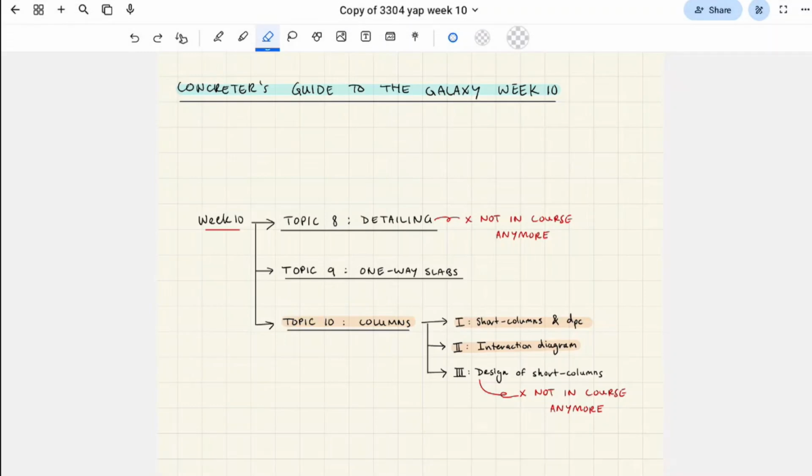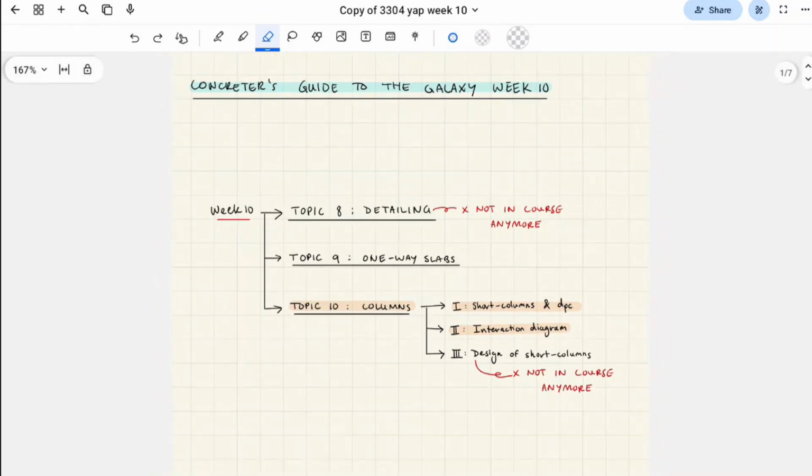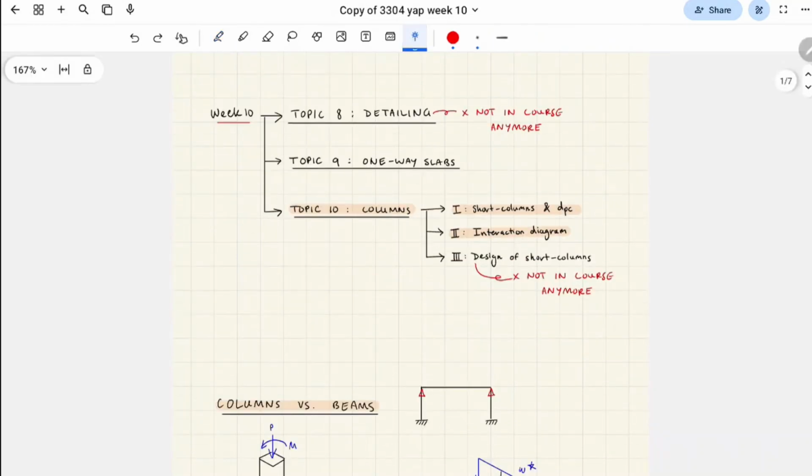Okay, so welcome to the last yap. So here's the deal. I'm doing columns. Let me just turn my phone on silent. Yeah, we're doing columns, and then we're just gonna do the first two topics here.